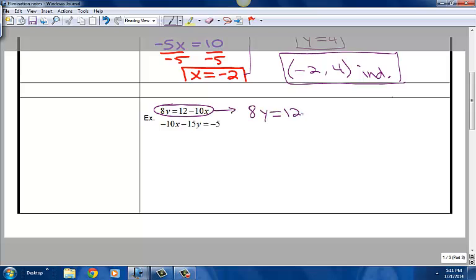8y equals all this. And I know that I need that 10x to be over on the other side, so it'll be x, y equals a number. Well, that's no big deal. We'll just do the opposite to it and bring it over. So now I have 10x plus the 8y equals 12. See how I did that? I just rearranged it to make it work better for me. Now I'm going to bring the second equation and stack it underneath.